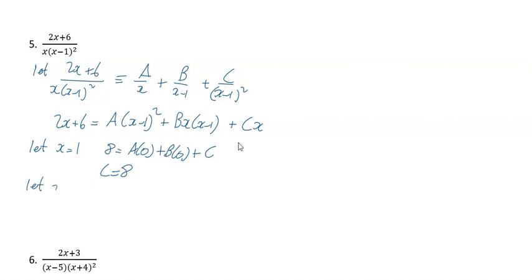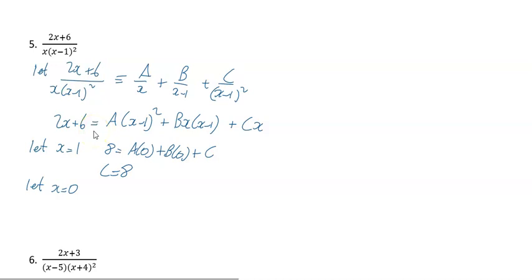Same idea, I'm going to let x equal 0. So if you let x equal 0, that bit's going to be 0, so your b term is going to disappear. That's going to be 0, so your c term is going to disappear. So it's going to allow you to find your a. So just be careful with this.